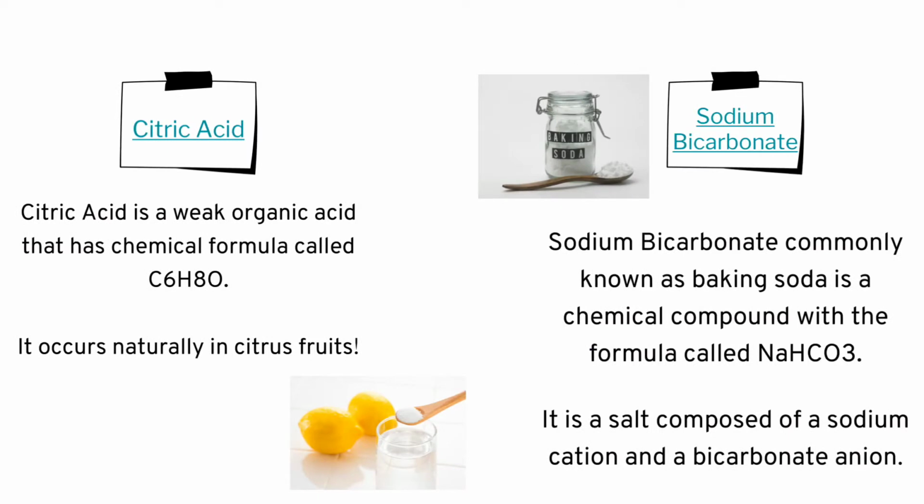Citric acid is a weak organic acid that has the chemical formula C6H8O7. It occurs naturally in citrus fruits. Sodium bicarbonate, commonly known as baking soda, is a chemical compound with the formula NaHCO3. It is a salt composed of a sodium cation and a bicarbonate anion.